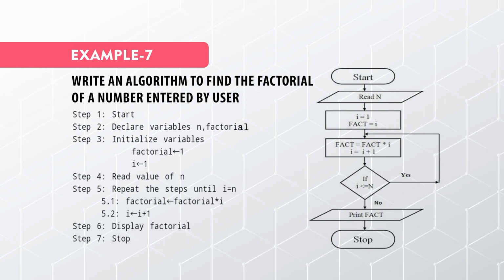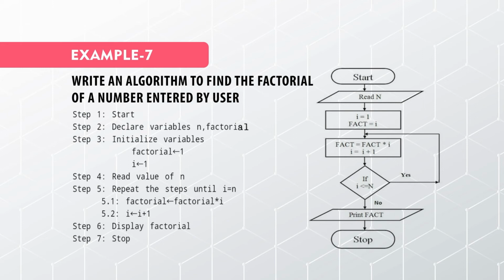So fact is equal to fact into I, so 1 into 1. So fact is equal to 1, and now I is incremented by 1, so I is equal to 2. Now 2 is less than 3, yes, it again goes up. Now fact is equal to 1 and I is equal to 2, so the new value of fact will be 2, and I is equal to I plus 1, that is 3. Now 3 is less than or equal to n, yes, 3 is equal to n, so it again goes up.